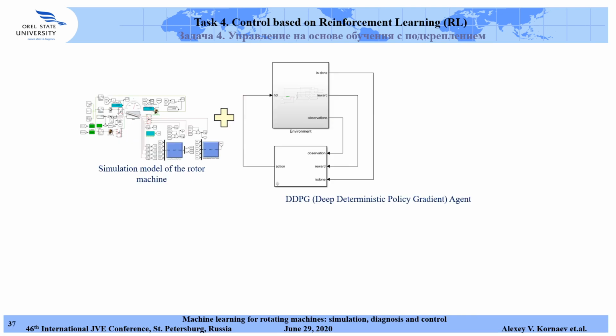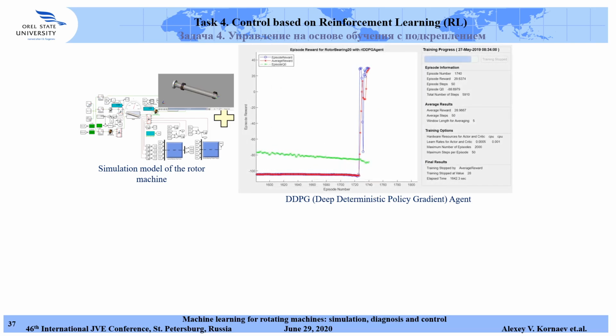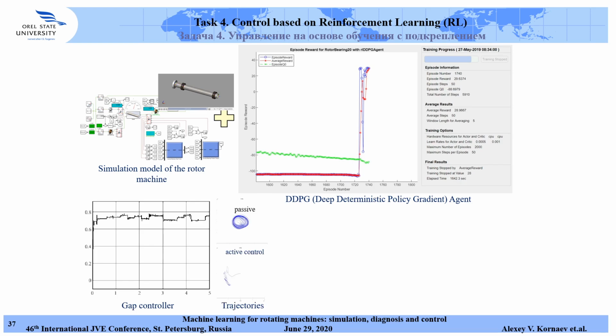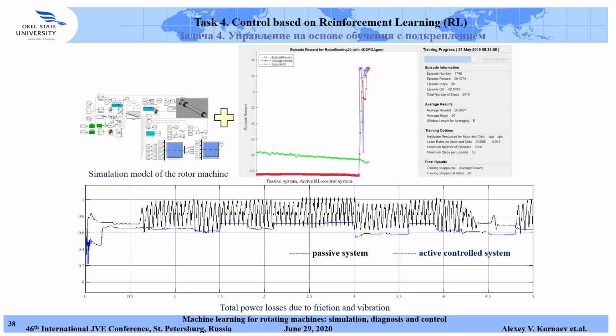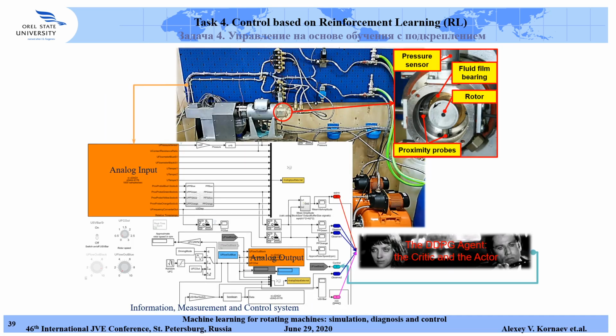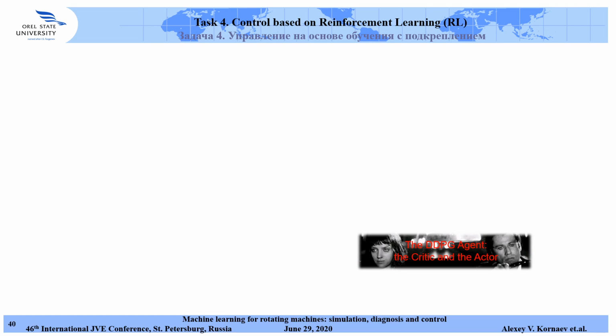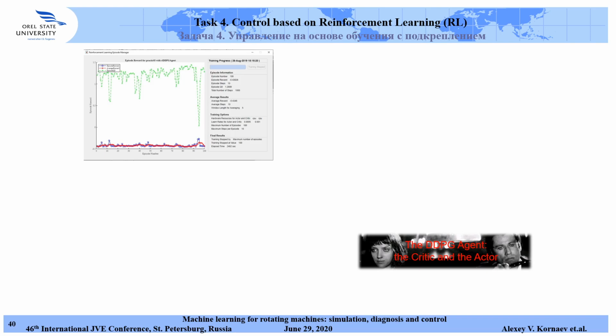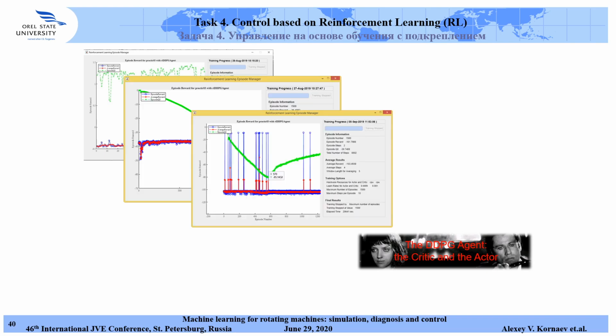Then we trained the DDPG agent. The agent got about 2000 penalty epochs when it learned how to minimize energy due to friction and vibration. As the result, the active control system allowed saving about 70% of energy in the rotor machine. At the next stage, we started to train the DDPG agent in interaction with the real test rig in real time. This work is ongoing because the training in a real system takes a lot of time, so we keep trying and keep going.